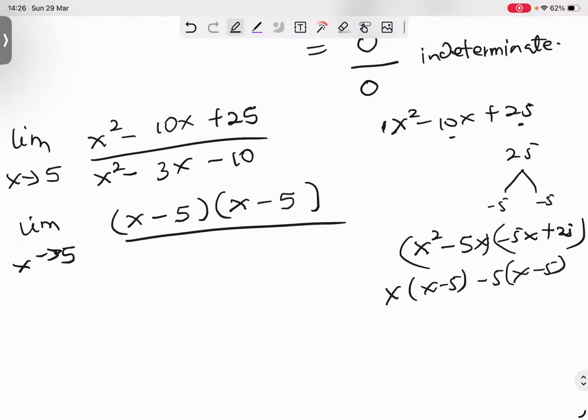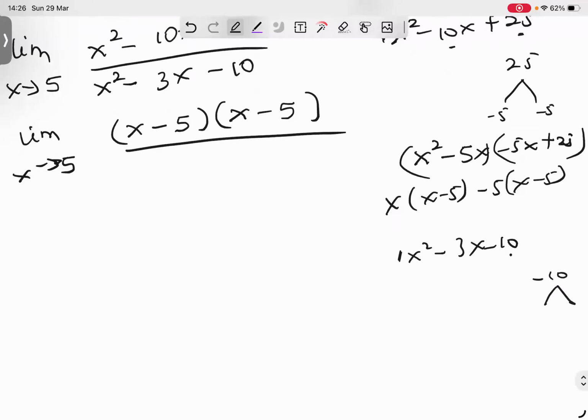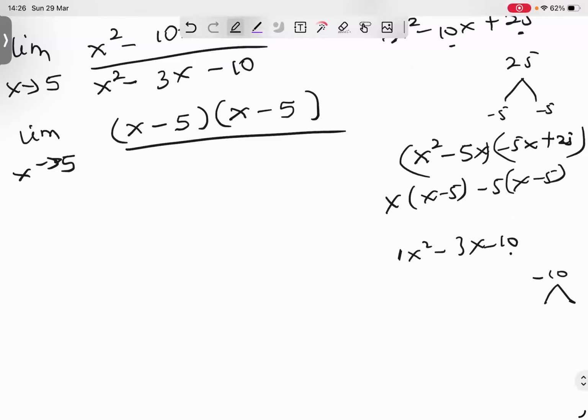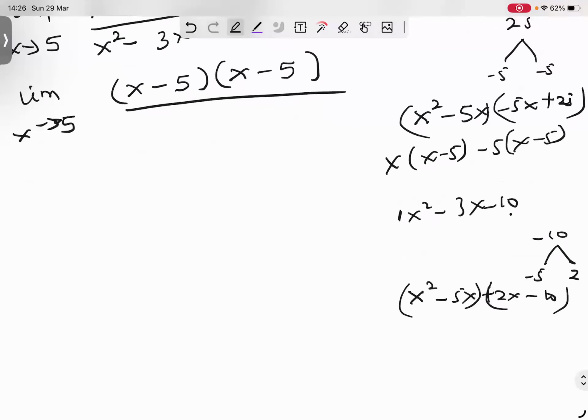That is correct. Then the denominator, we do the same thing: x squared minus 3x minus 10. Multiply the coefficient of the leading term by the constant term, that will be minus 10. Two factors of minus 10 that, when you add, you get minus 3. That will be minus 5 and 2. So for the denominator, I'll have x squared minus 5x plus 2x minus 10. Group this, and then group that. Taking x out, I have x minus 5, plus 2 out, x minus 5. So here too, I'll have x minus 5 and then x plus 2.